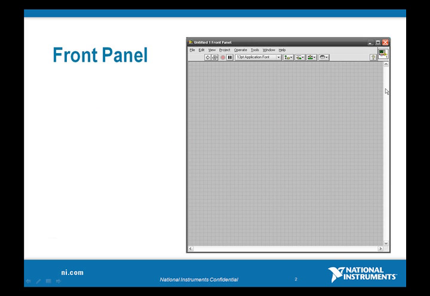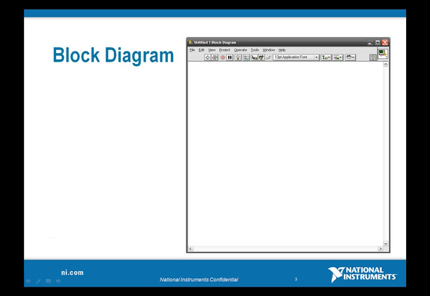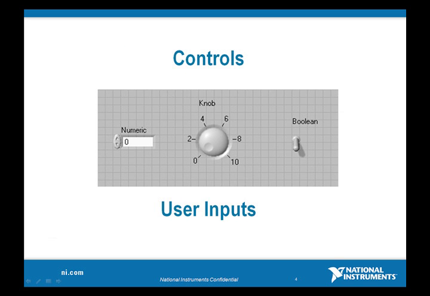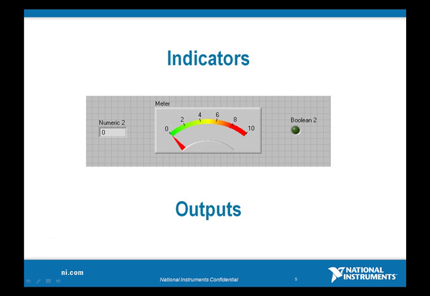VIs are made up of two windows. The first is the front panel, which will contain the user interface. The second window is called the block diagram, and it will contain the graphical code. The front panel contains two basic I/O elements: controls, which are user inputs, and indicators, which are outputs.